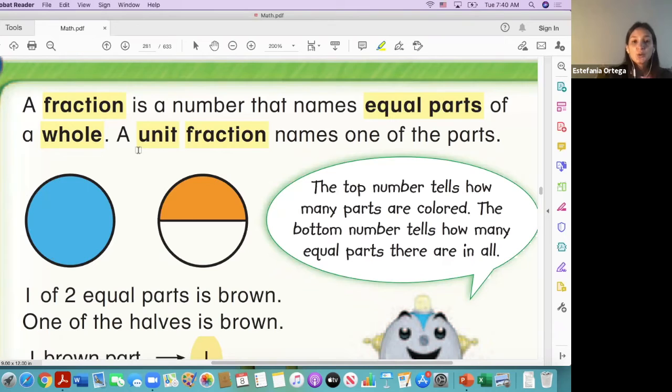Okay, so a unit fraction names one of the parts. So the unit fraction would be like this brown part. So it means that it's not talking about the whole circle. It's just talking about a piece of the circle.